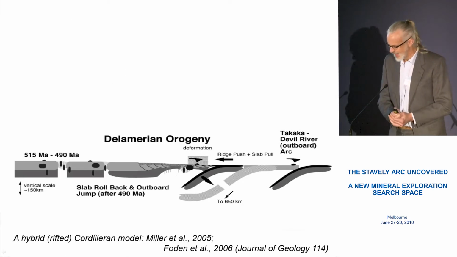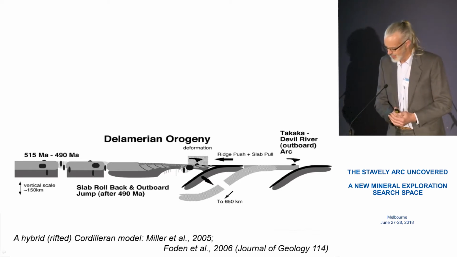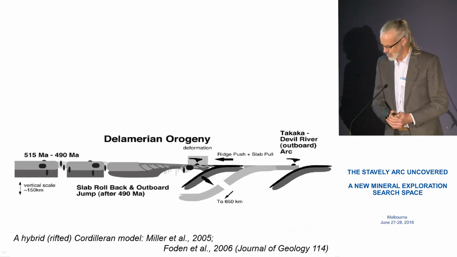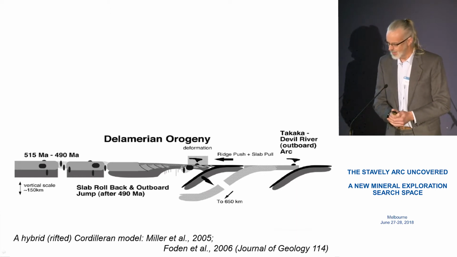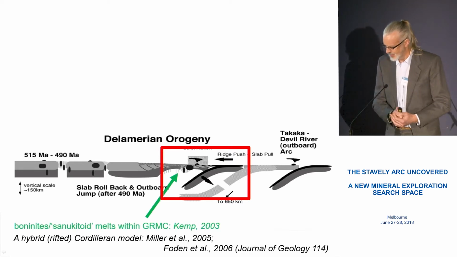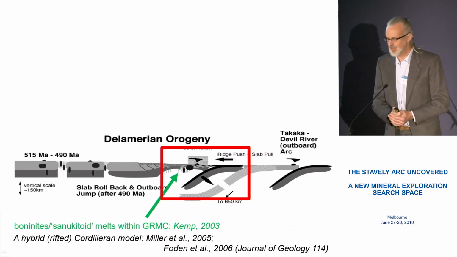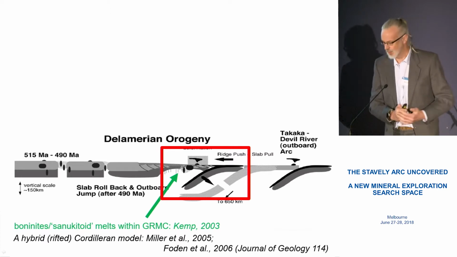Subsequent to that, some additional work's been done that sort of led to John Foden and John Miller and a few others proposing a sort of hybrid rifted Cordillera sort of model where it looked like it was continent dipping again, and maybe it was an arc. And partly that was based on some work that Tony Kemp had done in his PhD when he found these sort of shoshonitic type melts within the Glenelg metamorphic complex, which are about the same age as the Stavely volcanics, but much further west.